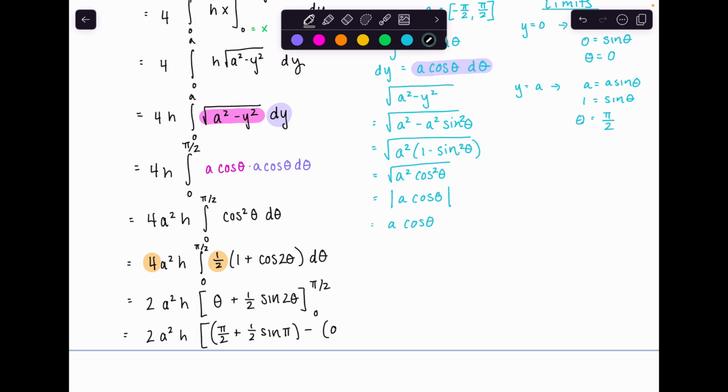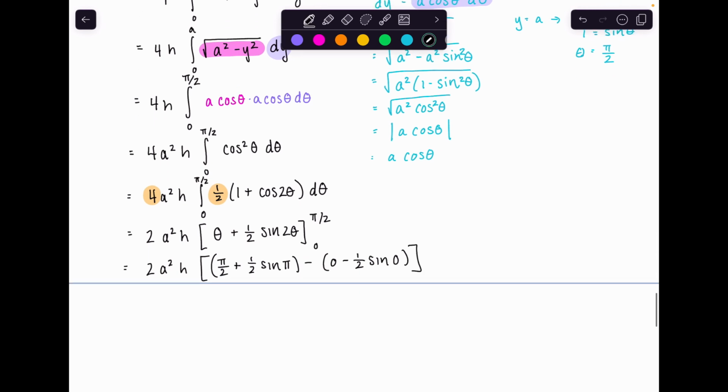Then when you subtract 0, it's 0 minus 1/2 sine of 0, which is 0. So really, all of these pieces disappear. That's 0, that's 0. You end up with 2a squared h times pi over 2. The 2's cancel, and you get exactly pi a squared h. So the volume is a cylinder, which is the area of the base, which is a circle, times the height.